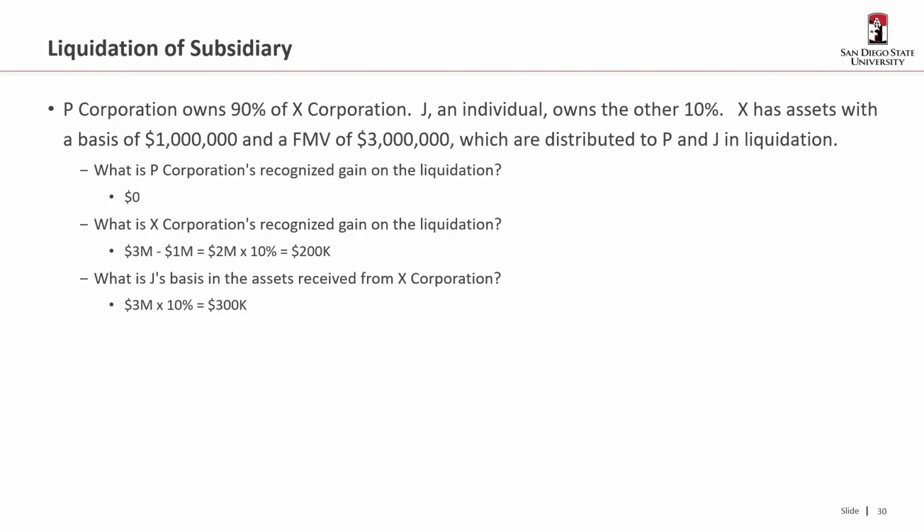Normally that would be zero, but because of this minority interest, you calculate the gain that would apply. That's the $3 million of fair market value minus the $1 million of the basis in the assets. That's $2 million. You multiply it by the minority interest ownership percent of 10%, and they're going to need to recognize a $200,000 gain. What is J's basis in the assets received from X Corp? Well, normally they would have carryover basis in those assets, but because there's been a minority interest triggering of gain, $300,000 of that basis is what gets carried over on the distribution to J.